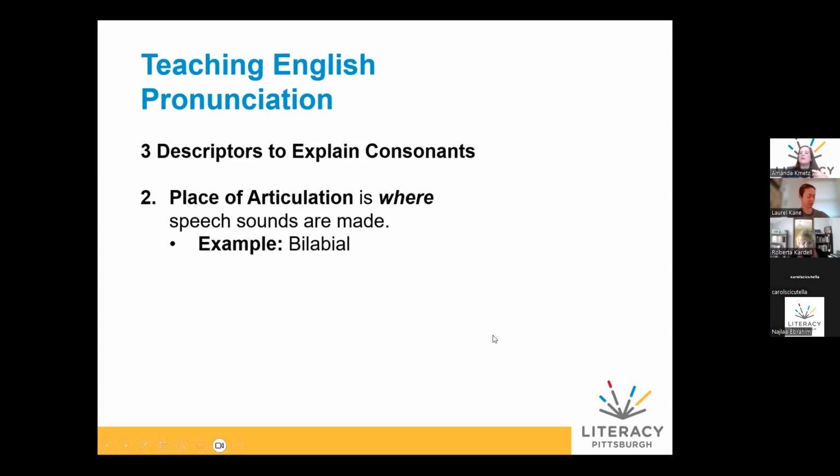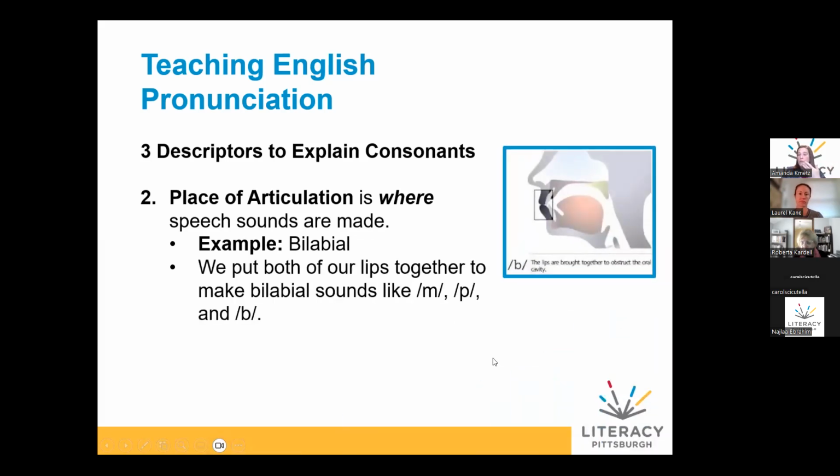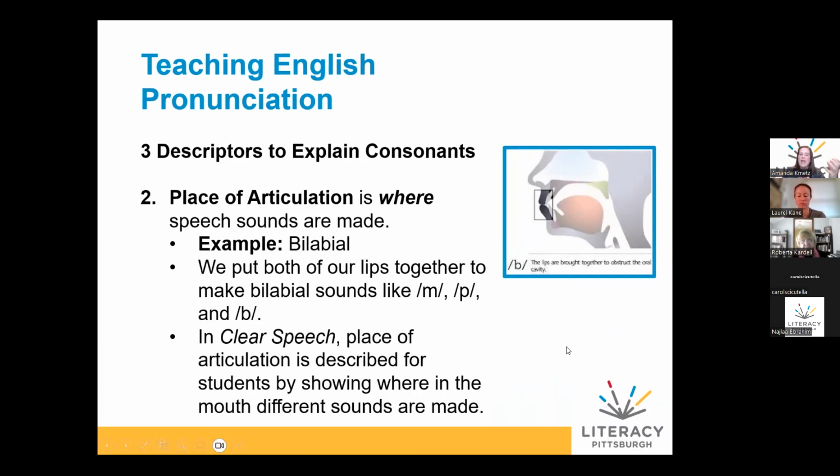But an example of this might be a bilabial sound. And bilabial just basically means that we put both of our lips together as the articulators in order to make the sound. So some bilabial sounds we have in English are M, P, and B, right? So you might read the Clear Speech book talk about place of articulation or where that sound is made. And in the book, you'll see diagrams and pictures showing your students how to produce and how to make some of these different sounds. And that's what they're doing there.